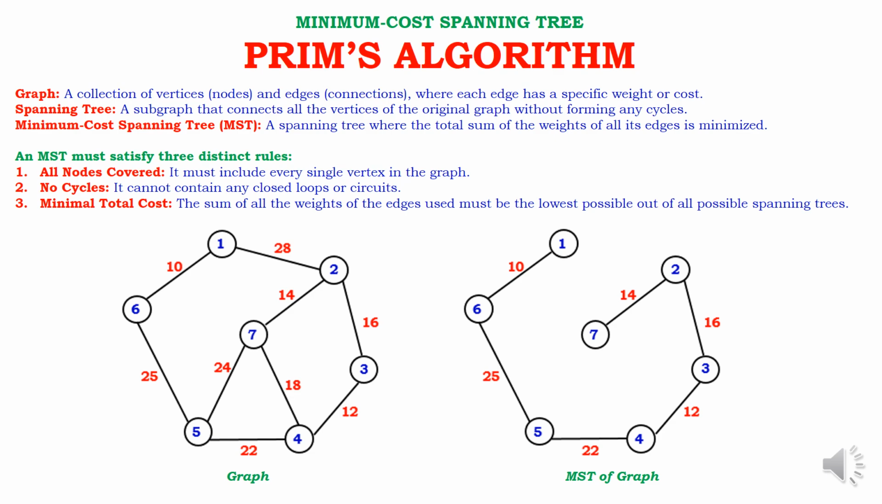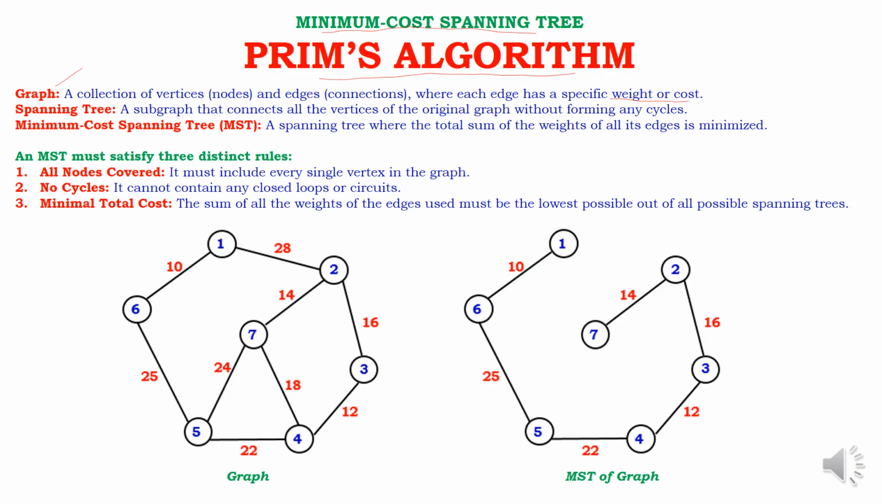Today we are going to discuss minimum cost spanning tree using Prim's algorithm. To find minimum cost spanning tree using Prim's algorithm, first of all we should know what is a graph, what is spanning tree and what is minimum cost spanning tree. Graph. Graph is a collection of vertices and edges where each edge has specific weight or cost.